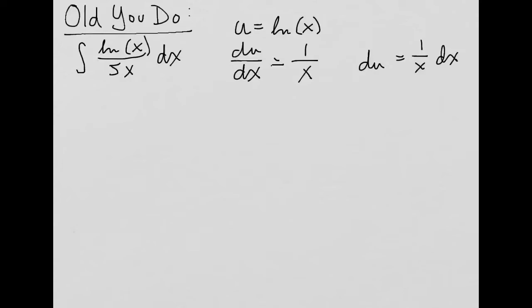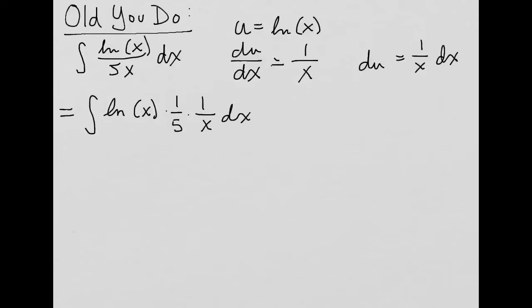So if we go back over here to our original problem, and we want to rewrite it in terms of u and du, then let's start with natural log of x times 1 over x dx, to change that into du. So we're going to have a 1/5 out front when we factor out the 5.